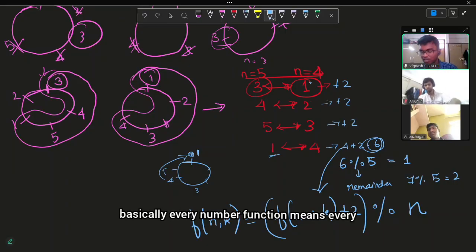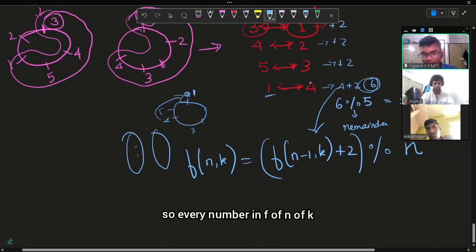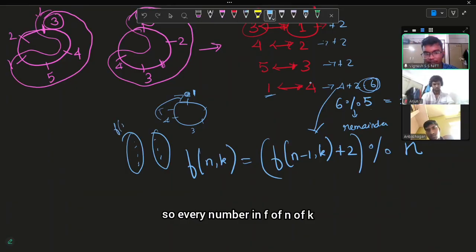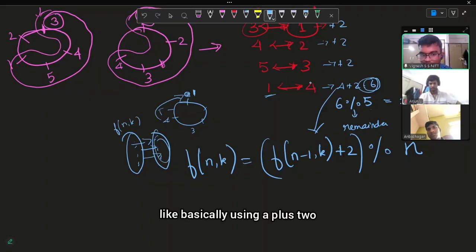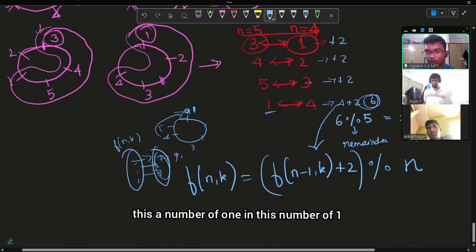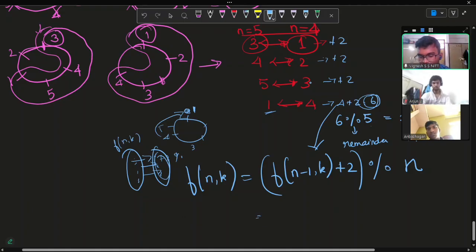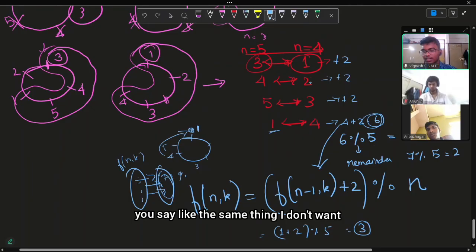Basically, you have seen functions as a mapping. So every number in f of n of k is created by this approach, using a plus 2 and then a modulo. Let's suppose you try for this: the position of 1 in n equal to 4, f of n is equal to 4. 1 is 1 plus 2 modulo 5, which is equal to 3. Right? So that is the same.